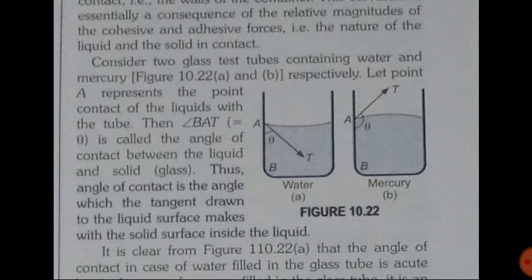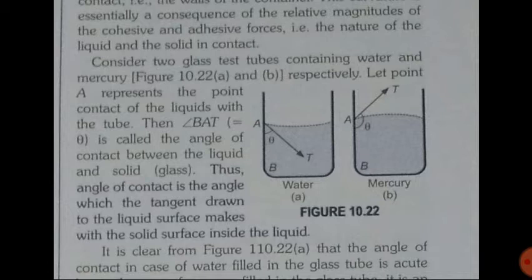Now, inside the container, in figure A, you can see that water is filled, and in figure B, you can see that mercury is filled. You can also notice that the shape of the surface is different in both cases. For figure A, where water is filled, the shape of the surface is concave, but for figure B, where mercury is filled in the container, the shape of the surface is convex. Different types of shapes are there.